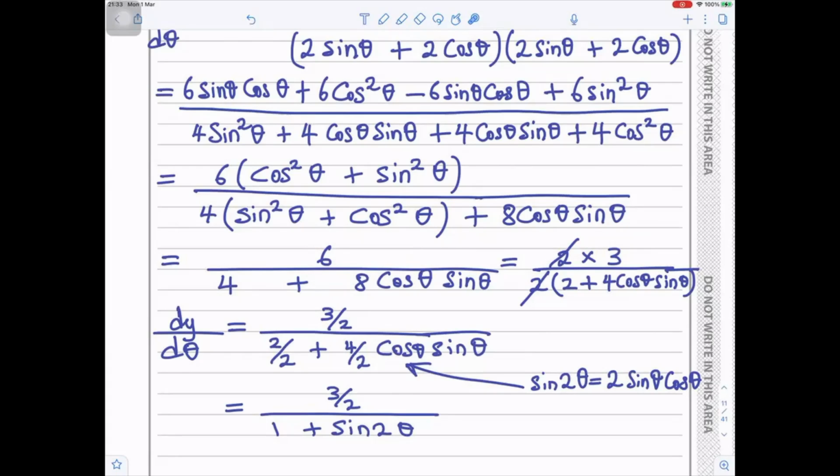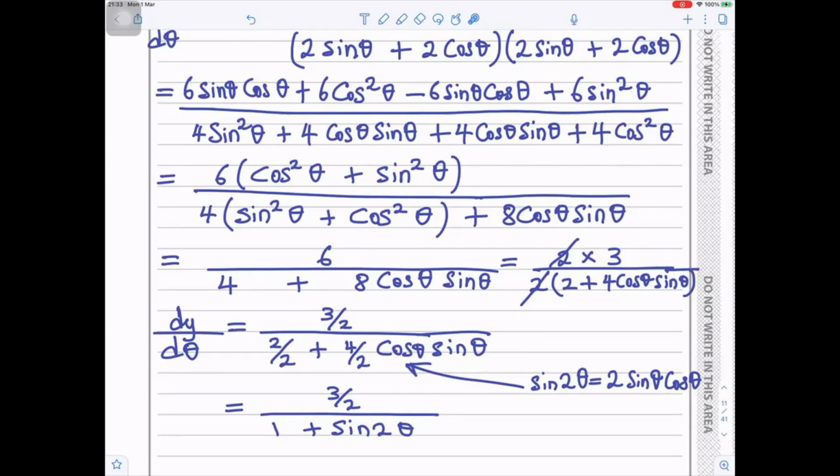And then you factorize the denominator. 4 is the same as 2 times 2. 8 is the same as 2 times 4. So you factorize 2 bracket 2 plus 4 cos theta sine theta. So these 2 would cancel. So you end up with 3 divided by 2 plus 4 cos theta sine theta.